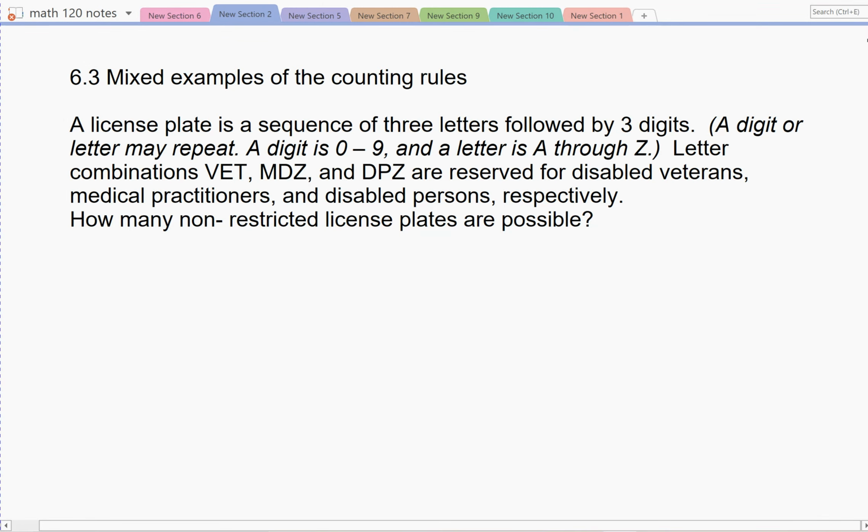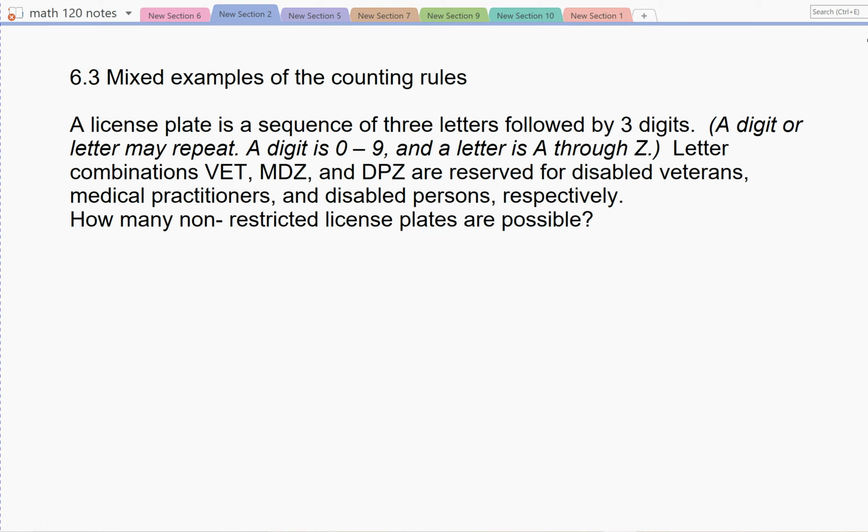All right, so this set of notes is just looking at a few more examples, kind of mixing together our rules for counting, addition, and multiplication, sequences, and those types of problems. All right, so there's a few more examples and then a few in this set of notes for you to try. Suppose we have license plates.